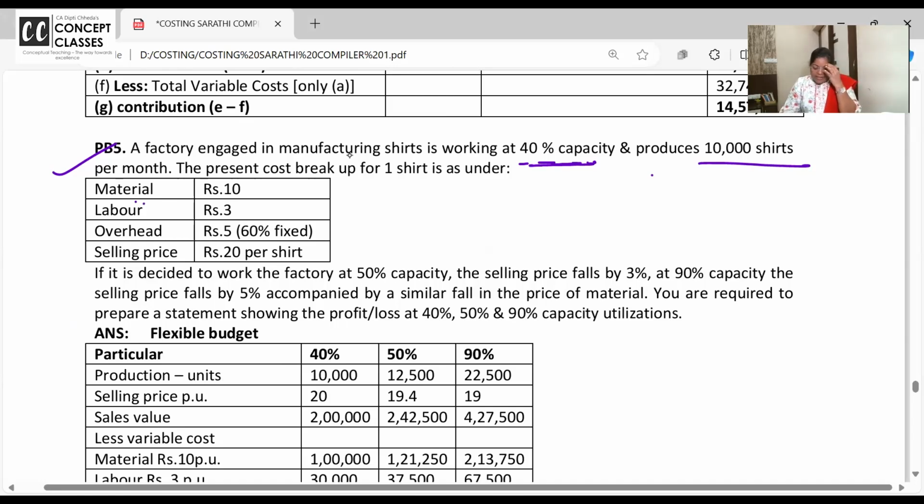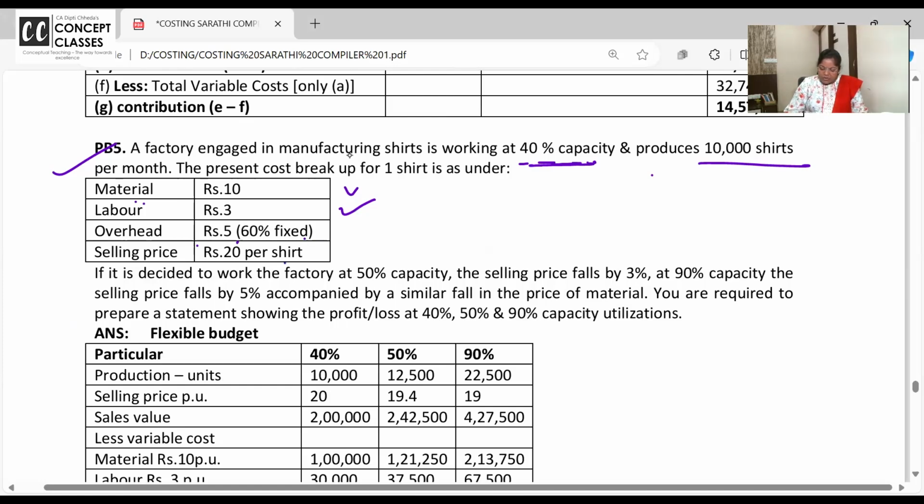The cost break even for per shirt. Okay. Material 10, variable. Labor 3, variable. Overhead 5. 60% fixed. So when it is fixed, 40% or 100%, it's fixed only. Selling overhead. Selling price 20.